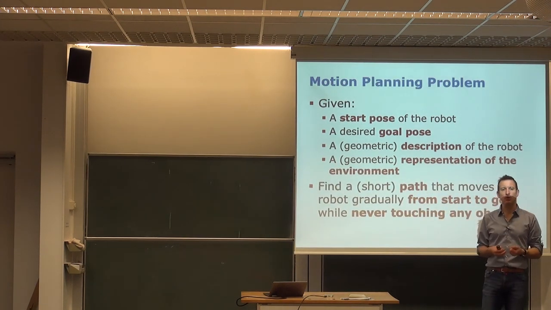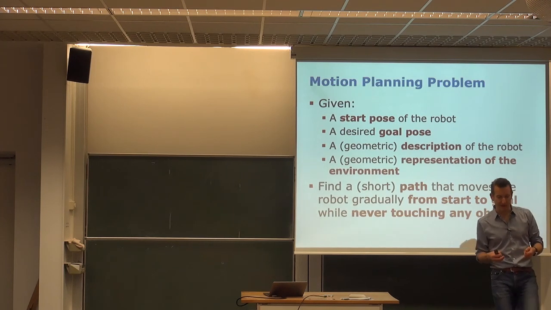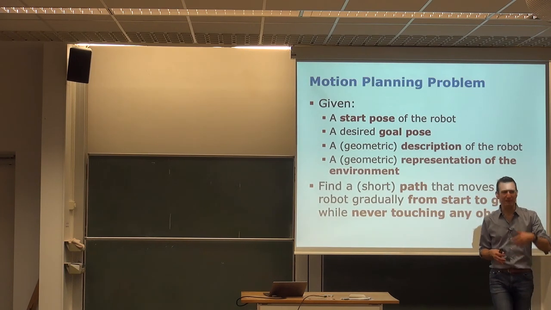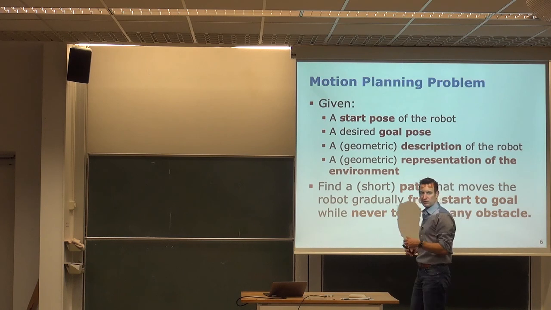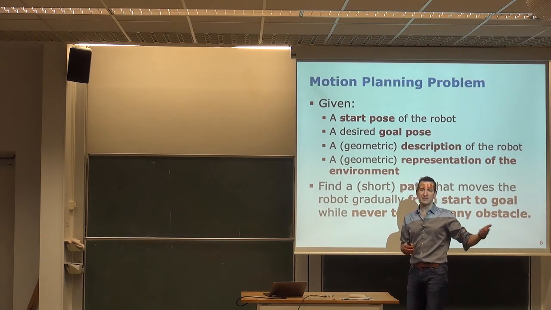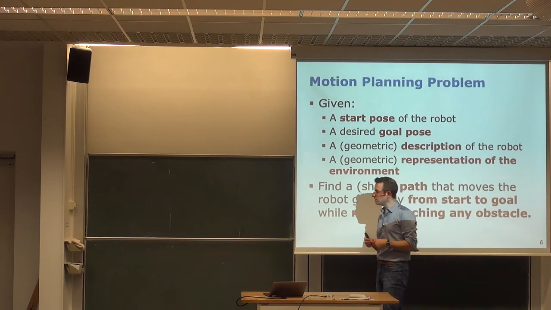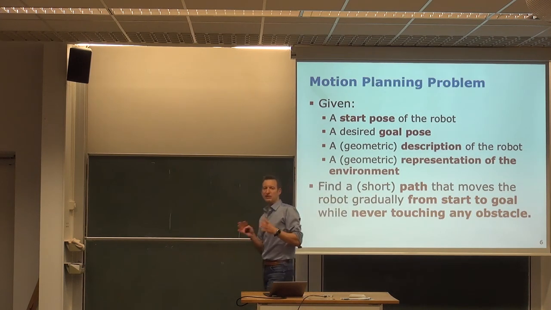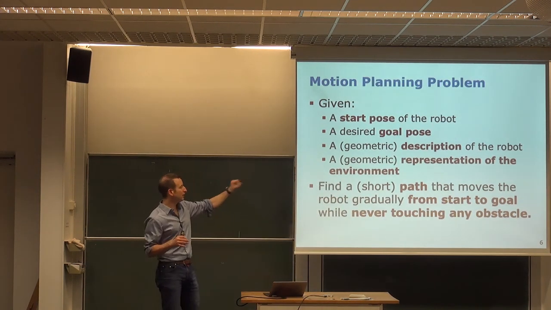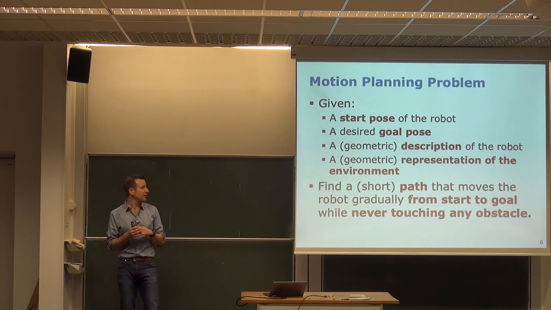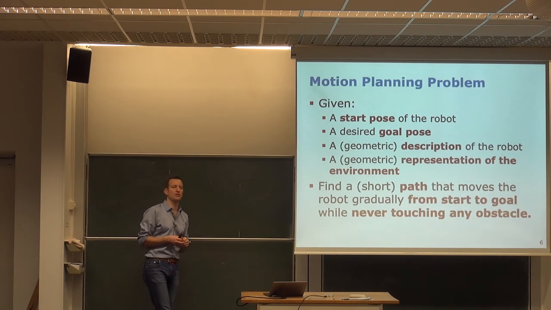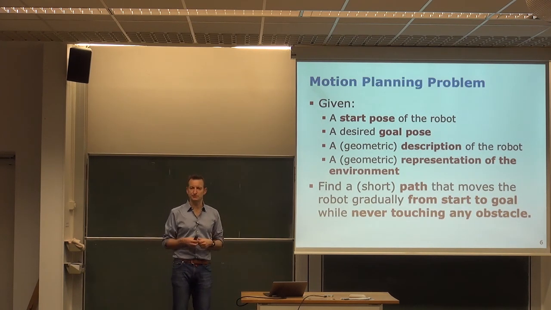If there is a more complex movement, like climbing on those tables, maybe climbing on a table is associated with a higher cost, and I would like to avoid climbing on the table if I can also make a detour around the table. So there may be cost functions involved, how expensive certain actions are, but not necessarily. If I'm not explicitly talking about a cost function, we assume the same cost for whatever we do.